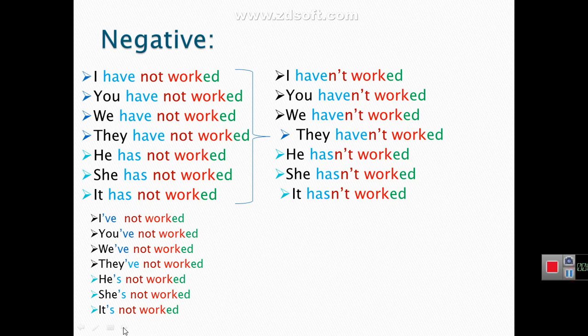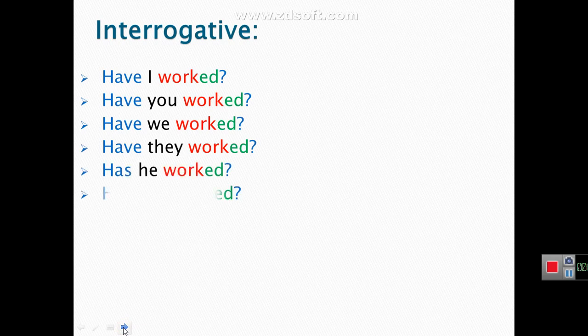Okay, guys, let's go to the second slide. Let's talk about the question form, the interrogative. For the question form, we are just gonna change the places of the auxiliary verb and the subject. Instead of saying I have worked, I'm gonna say, Have I worked? Have you worked? Has he worked? Just have or has at the beginning with a capital letter, then subject, past participle, and question mark.